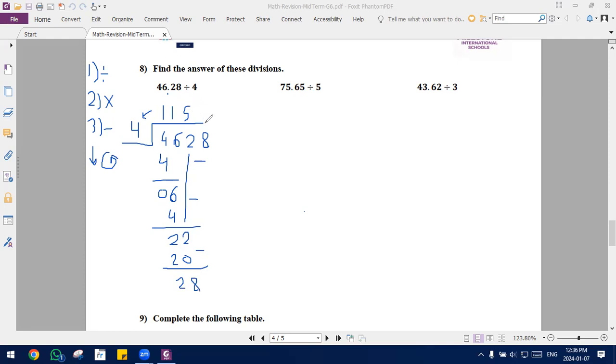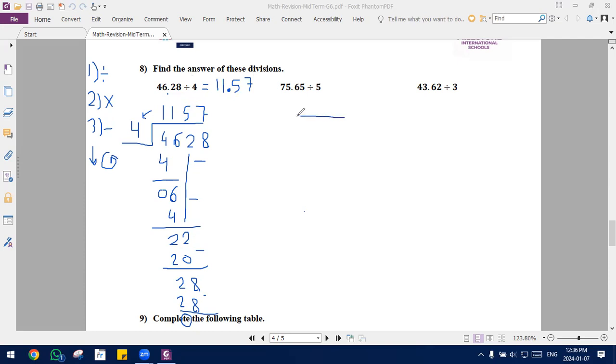28 divided by 4, 7. 7 times 4, 28. Subtract, the remaining is 0. So the answer is, we got 1157. Now we remember the decimal point. There are 2 values after the decimal point.